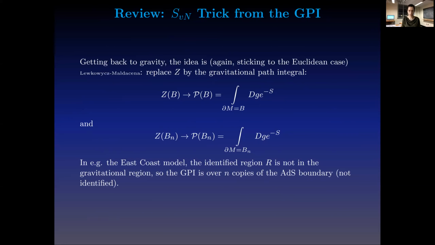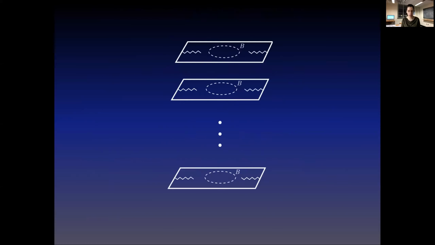Now, just as an aside, in the East Coast model, for example, the identified region R is not in the gravitational region. So the gravitational part of the path integral doesn't include this cut R. So basically, it looks like this. This is just AdS boundary conditions for the gravitational component.